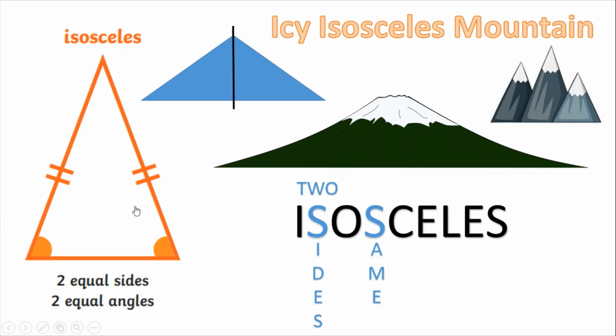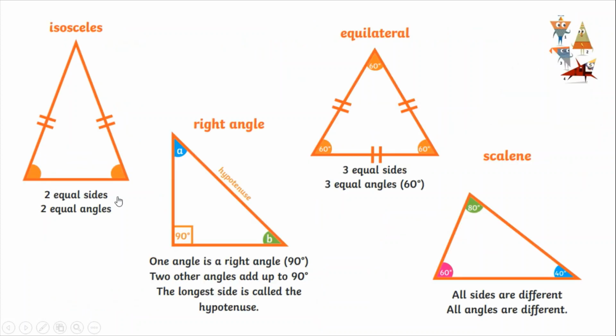Right, let's have a look back at the other triangles. So we've done equilateral, everything is equal. We've done isosceles, an icy mountain, two sides the same. Now we're going to have a look at scalene. Funny name, this one, scalene. It's not scaly, but we will find out a little bit more about it.